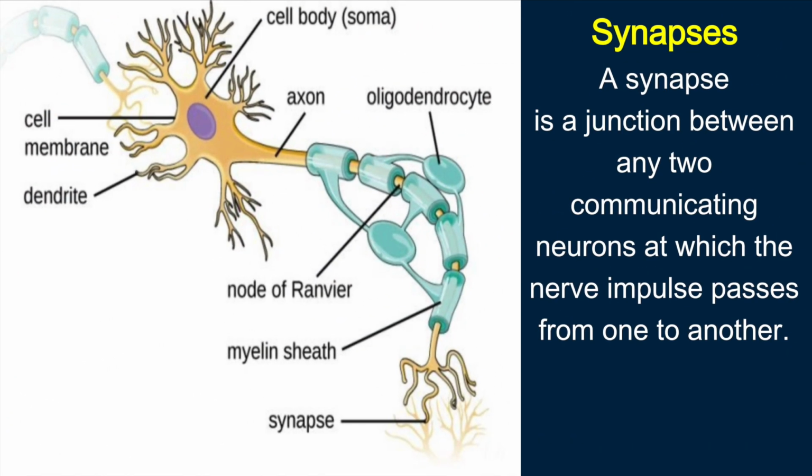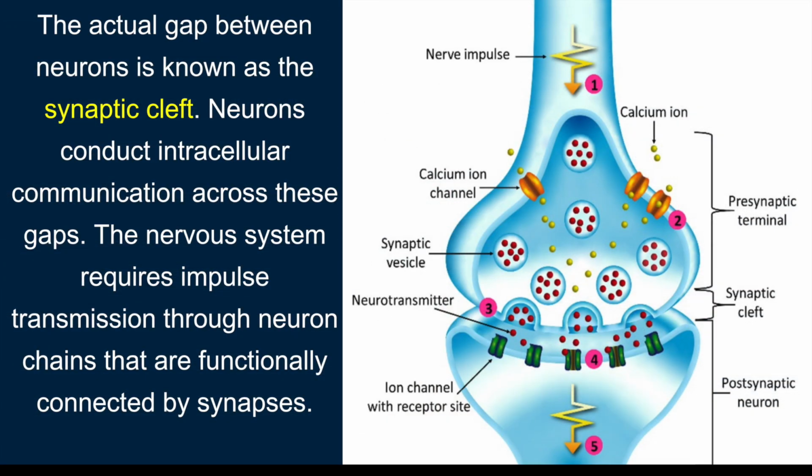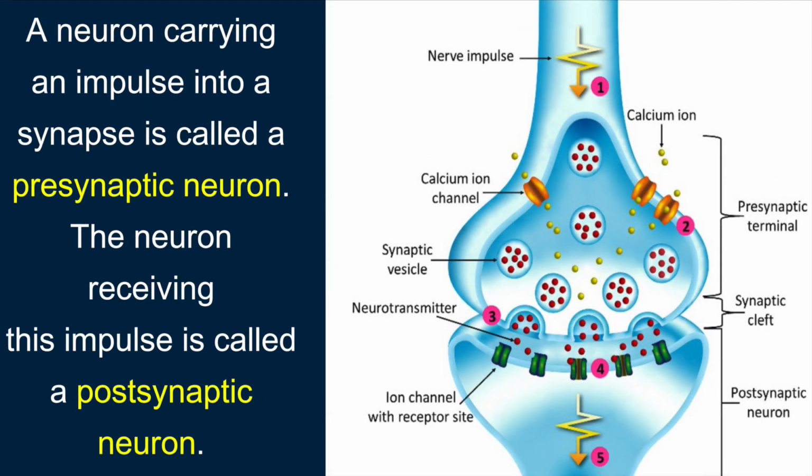Synapse. A synapse is a junction between any two communicating neurons at which the nerve impulse passes from one to another. The actual gap between the neurons is known as the synaptic cleft. Neurons conduct intercellular communication across these gaps. The nervous system requires impulse transmission through neuron chains that are functionally connected by synapses. A neuron carrying an impulse into a synapse is called a presynaptic neuron. The neuron receiving this impulse is called a postsynaptic neuron.